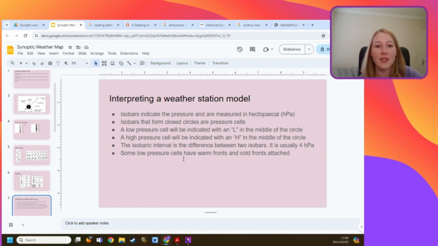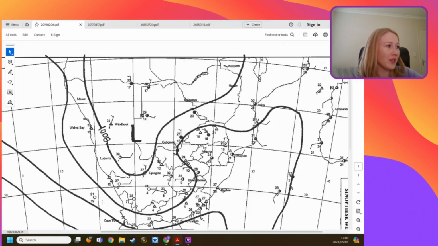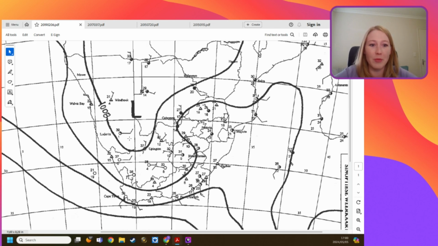Oh, I see I have one more point over there about warm and cold fronts. So hopefully you would remember the warm and cold fronts that are related to mid-latitude cyclones. So I do have another video covering mid-latitude cyclones. So I'm not going to completely go into that now, but this is just to show you how to recognize a mid-latitude cyclone on a synoptic weather map.